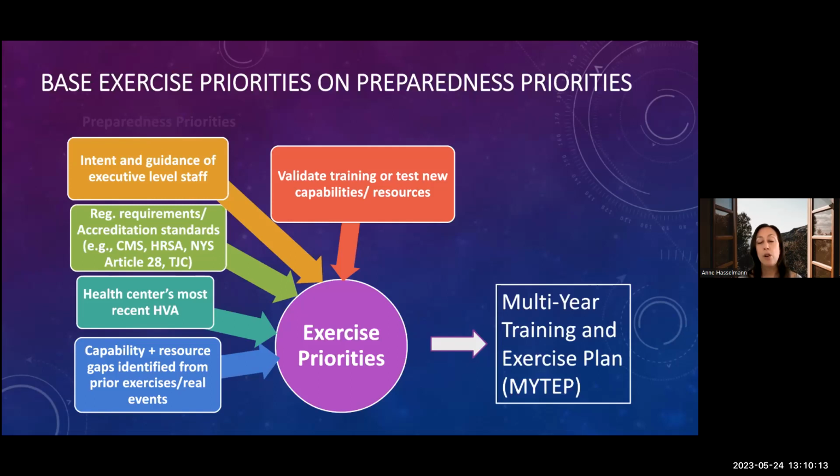And then, do you want to validate your training? Do you want to test the assumptions of a plan? Do you want to test new capabilities or resources? Like, all those things have to come into developing these priorities. And going through this process, you end up with what's kind of officially called the multi-year training and exercise plan, or the MYTEP. Next slide, please.